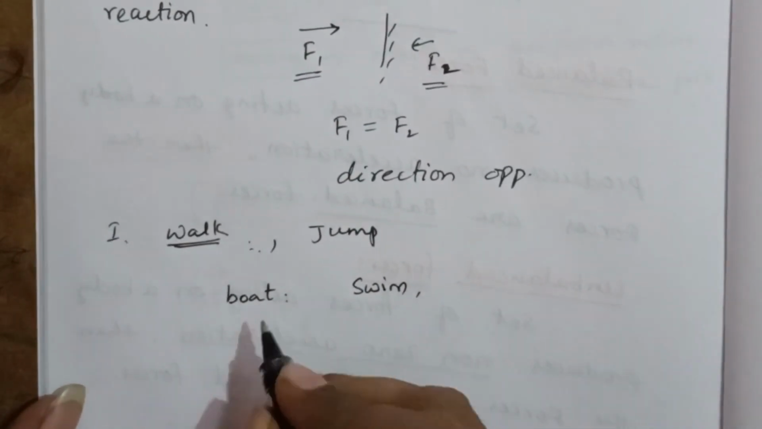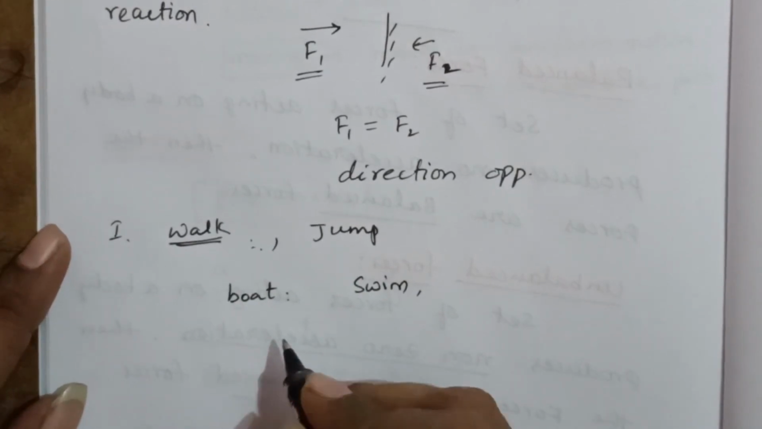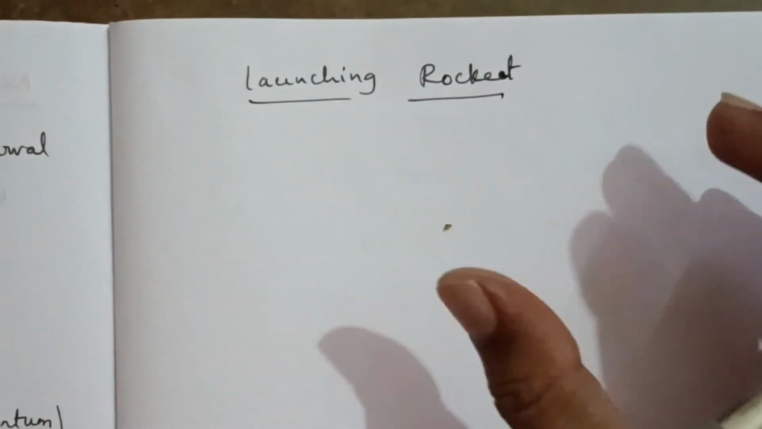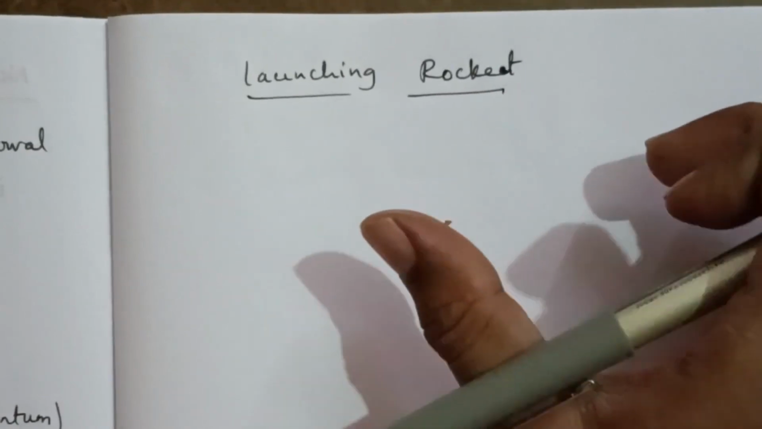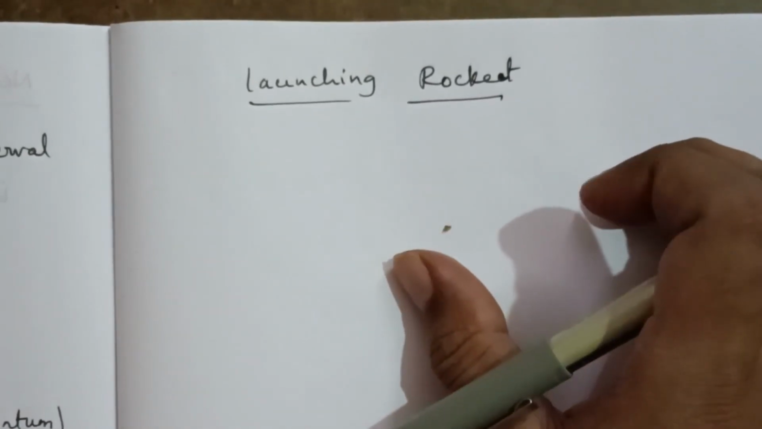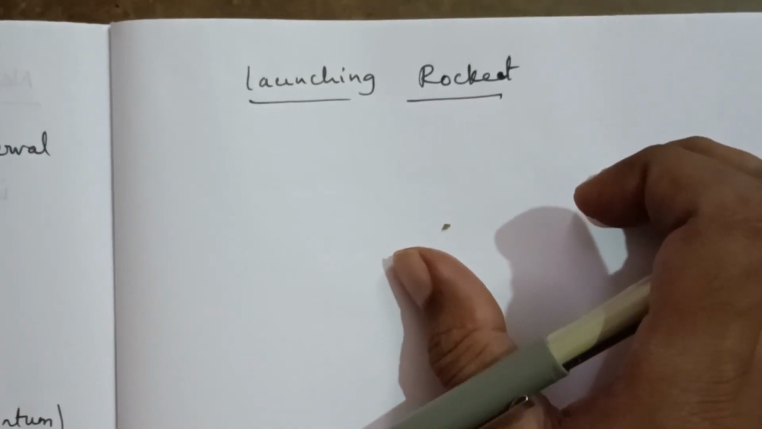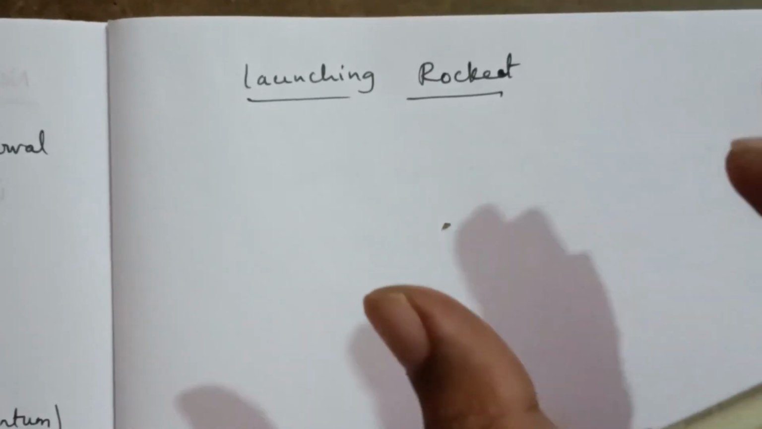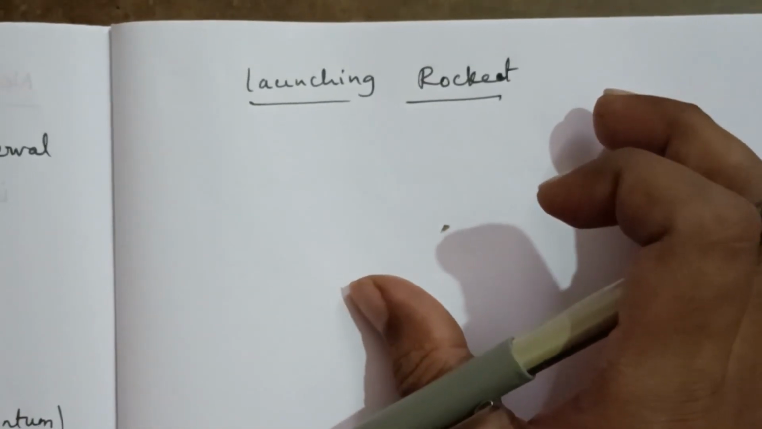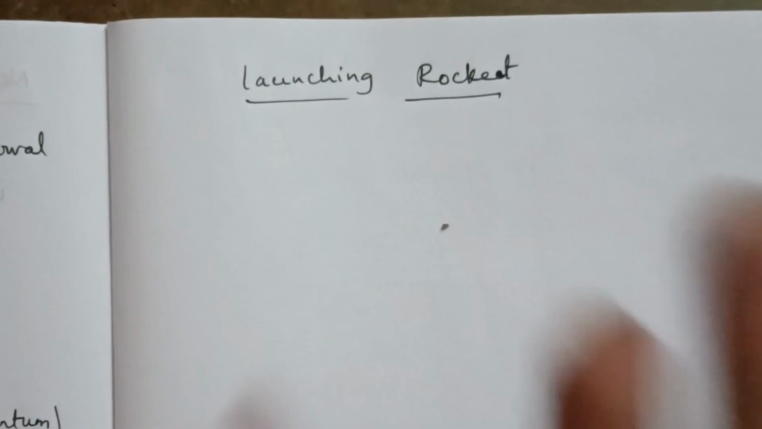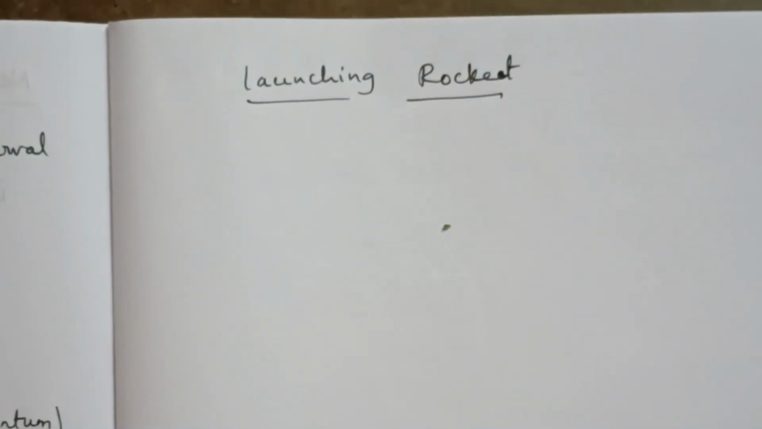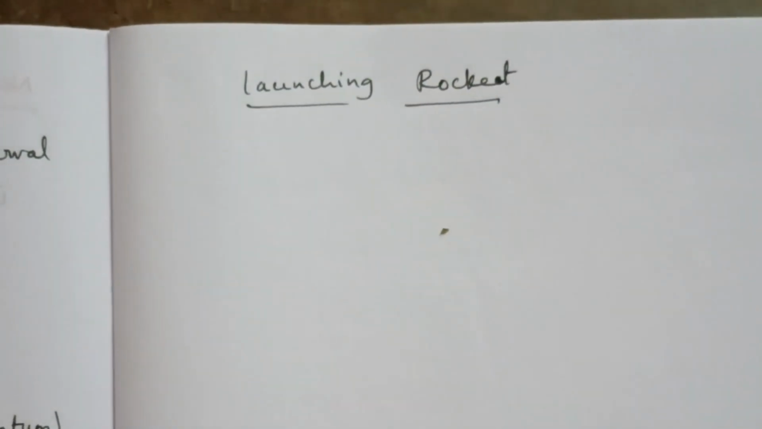Next, a very important one is launching a rocket. While launching any rocket, they release a large amount of gases downward. The gases hit the ground, and when they hit the ground, the ground pushes the rocket in the upward direction. That principle of launching a rocket is also Newton's third law.